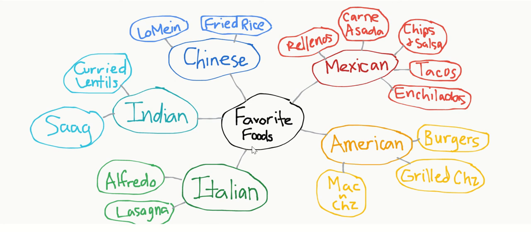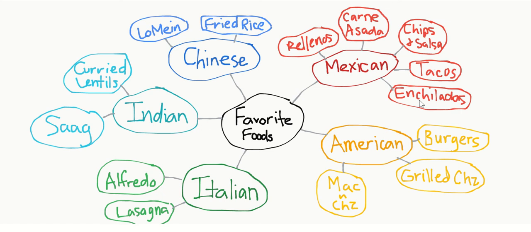Now, when I was thinking about my favorite foods, the way that I decided to categorize them was based on nationality. So I've got favorite Mexican foods, American foods, Italian foods, Indian foods, Chinese foods. If I had more space, I could have added several other nationalities in here, but this was a good start. Then I went into each category and I listed some foods. I went burgers, grilled cheese, macaroni and cheese for American. Up here, Mexican food: rellenos, carne asada, chips and salsa, tacos, enchiladas.